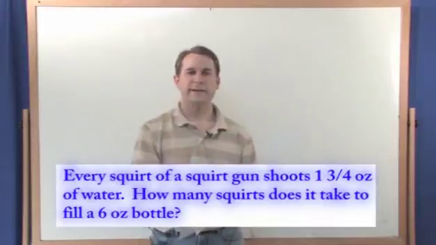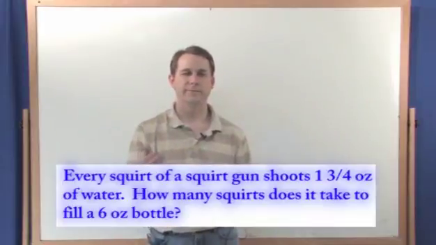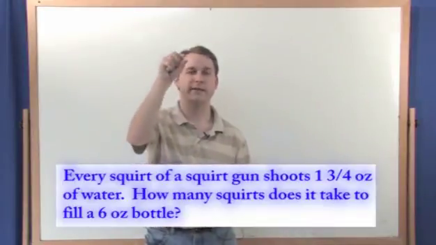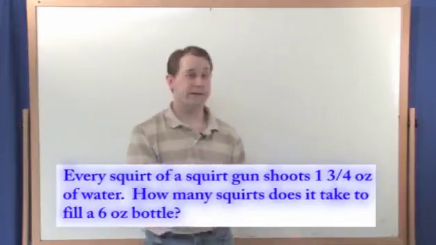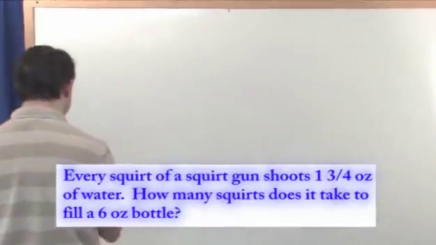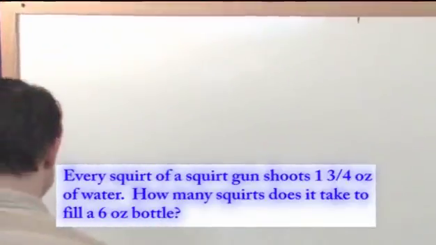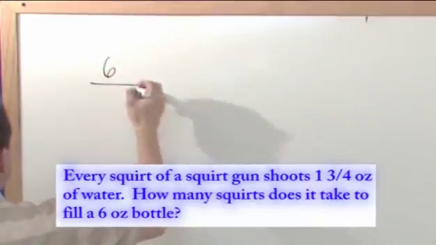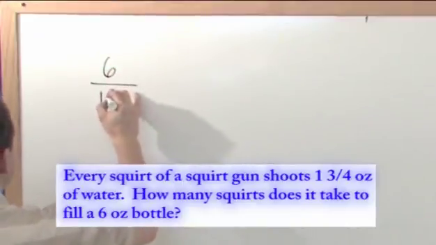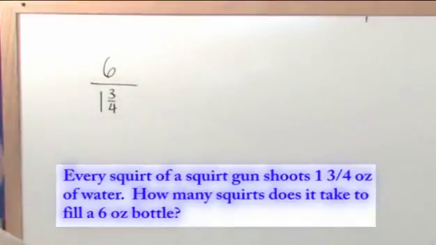So if you divide the 6 ounces by 1 3/4, then you'll know how many squirts it takes to fill it up. But even if that logic just didn't hit you, you can always use your units to figure out what to do. So what we're going to do is take our 6-ounce bottle and divide it by 1 3/4 ounces. That's what we're doing here.